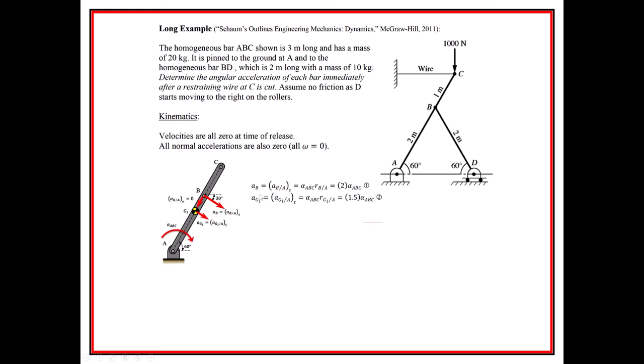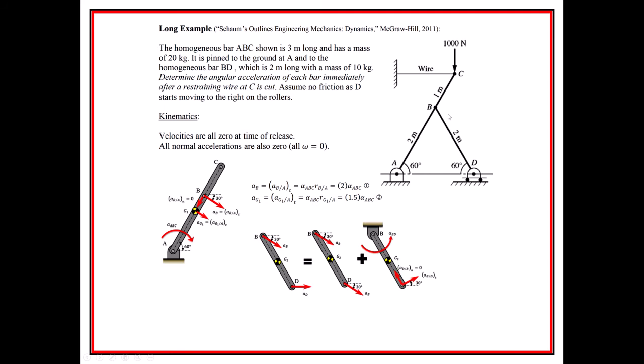So we have AB right here at the junction point, which is going to be alpha ABC, and it's rotating about A right here, so that's what the acceleration of B is going to be: 2 meters times that alpha ABC. And then similarly, we're going to take the midpoint right here, at 1.5 meters, and we could find the acceleration, which I call G1 right there. And it's all tangential because there's no normal anyway.